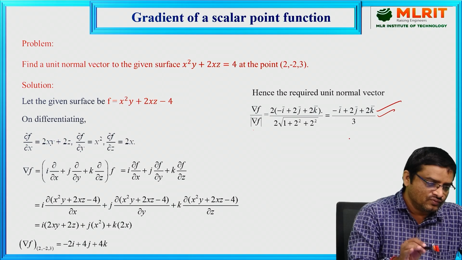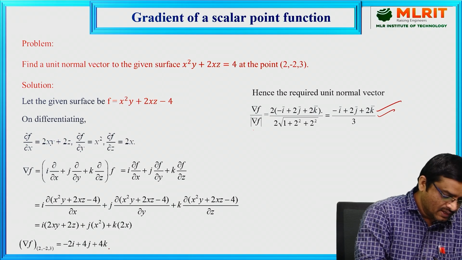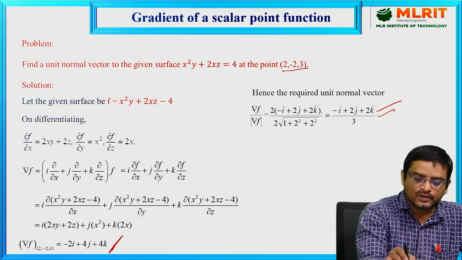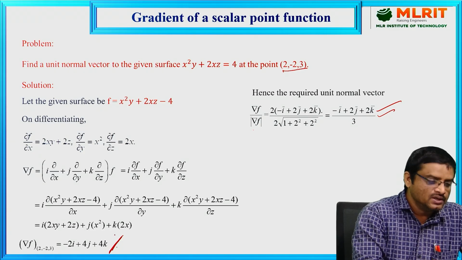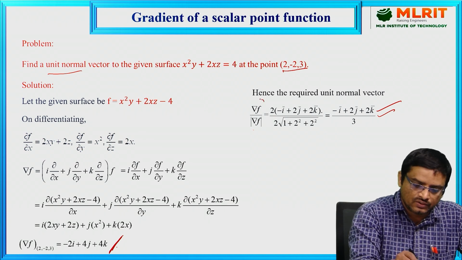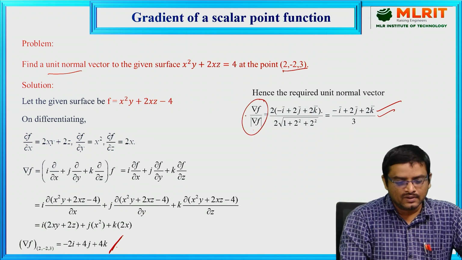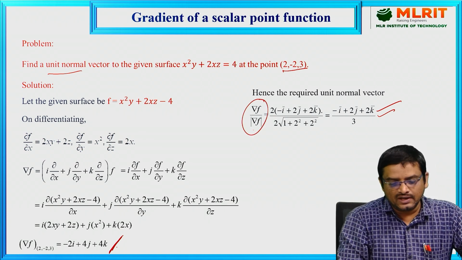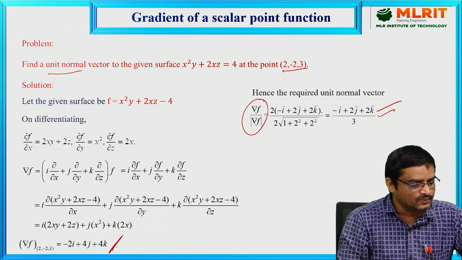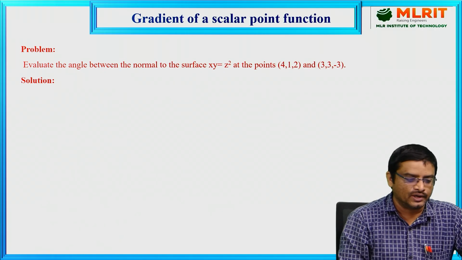So if you want to find out only the normal vector, then we can stop our problem at this point, at del f, if the given point is this one. But the problem asks to find out the unit normal vector. So now we have to use this standard formula and substitute the values of del f and the modulus of del f. You will get our unit normal vector for that particular surface at that particular point.